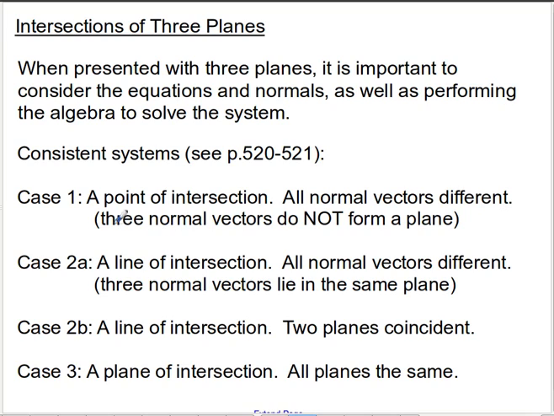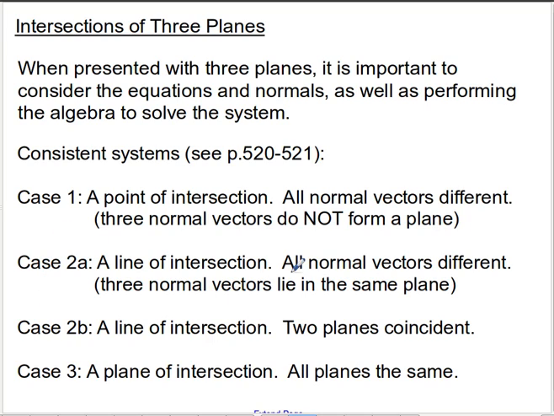And the three normal vectors do not form a plane. They're not coplanar. Now that's a little more subtle, and I don't actually normally recommend that you would investigate that, but it is something to keep in mind, particularly when you're trying to remember the diagram, which I'm going to show you in a moment.